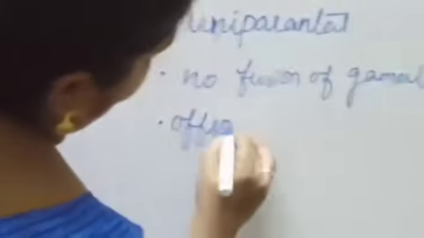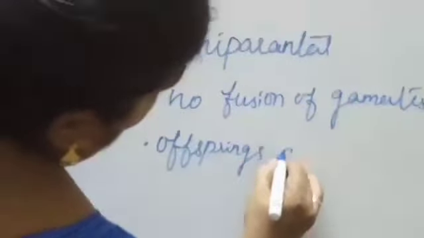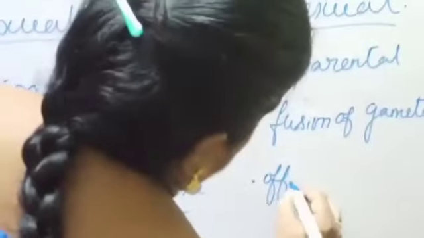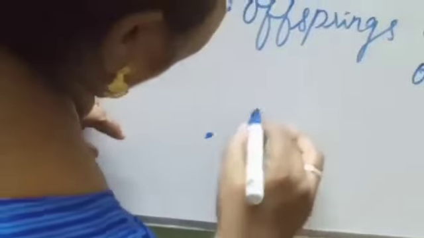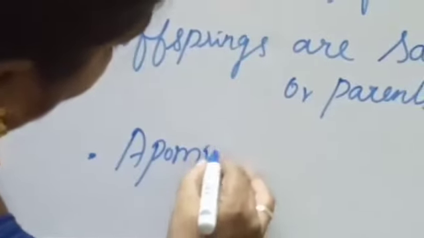In asexual reproduction, offspring are the same or similar to the parents. In sexual reproduction, offspring are different. Asexual reproduction is also called apomixis. Sexual reproduction is also called amphimixis.